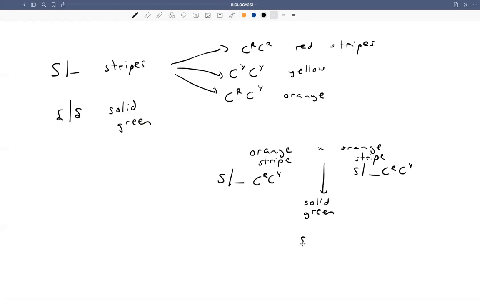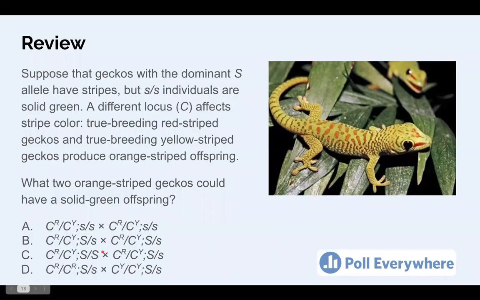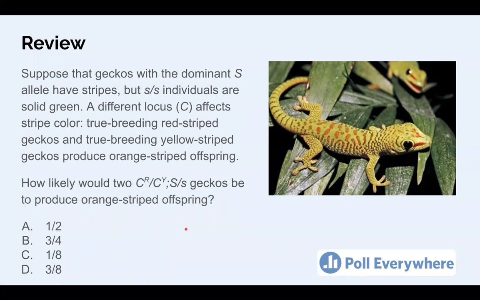Is it possible for us to have somebody in the offspring who is little s, and then it doesn't really matter about the C alleles? Why, sure, that's possible. So if this individual was heterozygous and this individual was heterozygous, then they could both give a little s to the offspring, and that would be possible. So CRCY for both parents and heterozygous for the S gene for both of those. All right, so let's say we had two of those. What are the chances that they produce orange striped offspring?